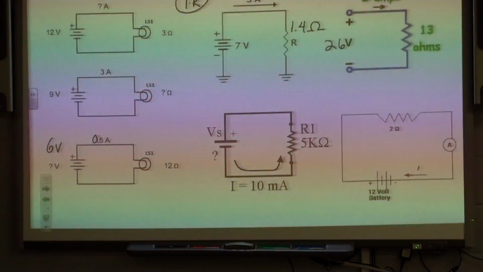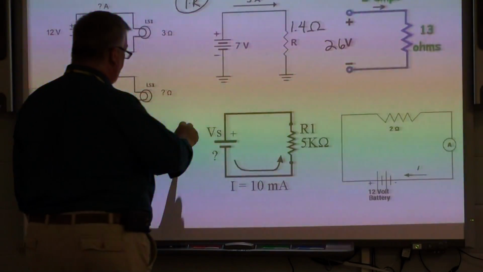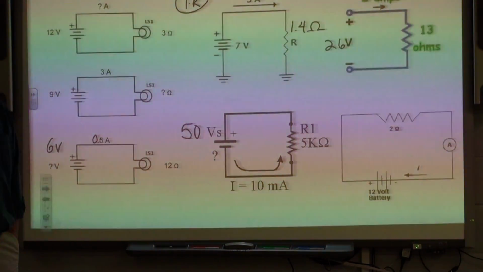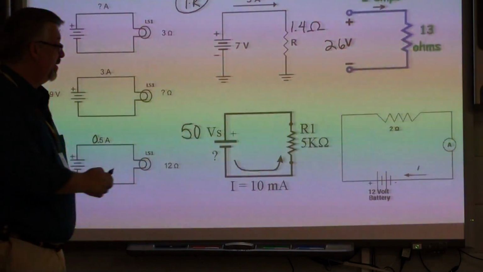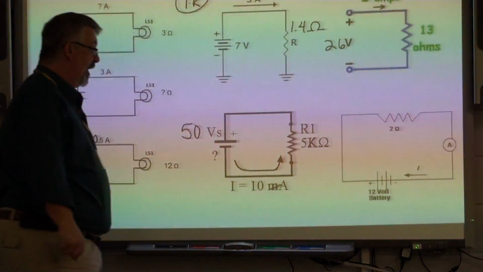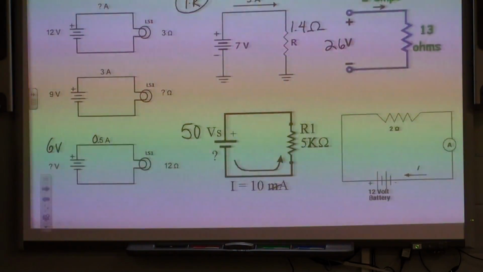All right, we're given a current of 10 milliamps, a resistance of 5K. What is our voltage? 50 volts. We multiply 5 times 10. Now, milli means 10 to the negative third. K means 10 to the positive third. So we can, in fact, just cancel those two out. We have the remaining math, and we have our 50 volts.